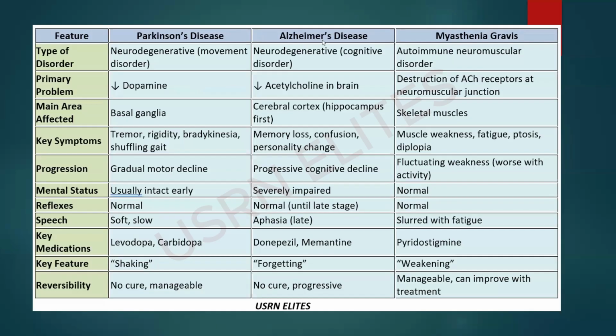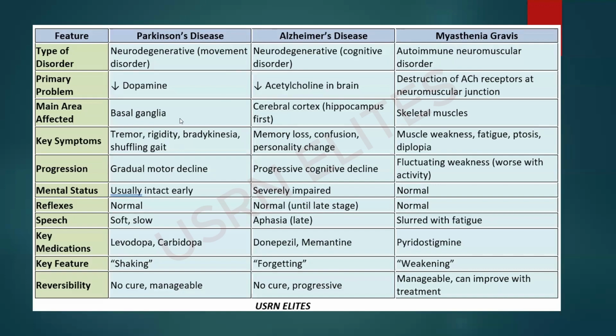But look at what is happening in Alzheimer's disease. Acetylcholine is low in the brain. In myasthenia gravis, acetylcholine is also low, but this one is low in the neuromuscular junction. The main area affected in Parkinson's is the basal ganglia. In Alzheimer's it is the cerebral cortex, the hippocampus first. And this one is more of skeletal muscles. So Parkinson's and Alzheimer's will affect the brain more than myasthenia gravis.